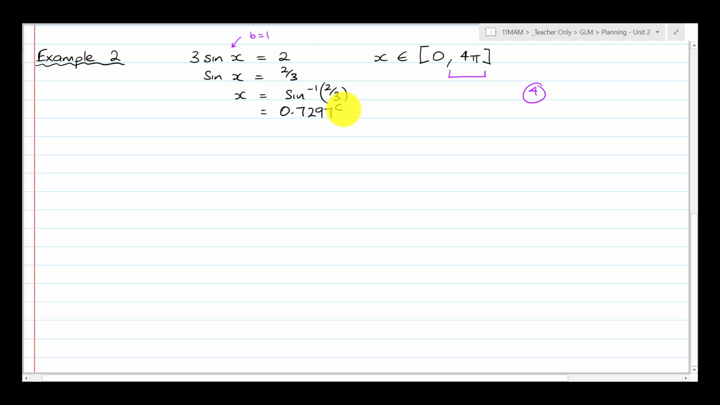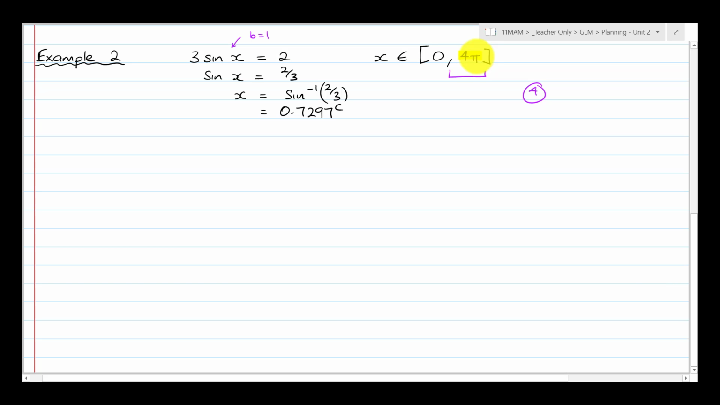radians. So that's my radians. Just check you don't get degrees. Remember, radians are going to be between 0 and 2 pi, which is about 6.3. If this was in degrees, it would be 41.81 degrees. Now that's too big. So the domain is given to me in radians. I should be answering fully in radians.